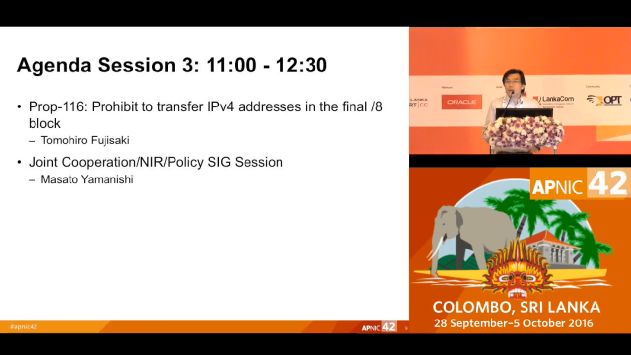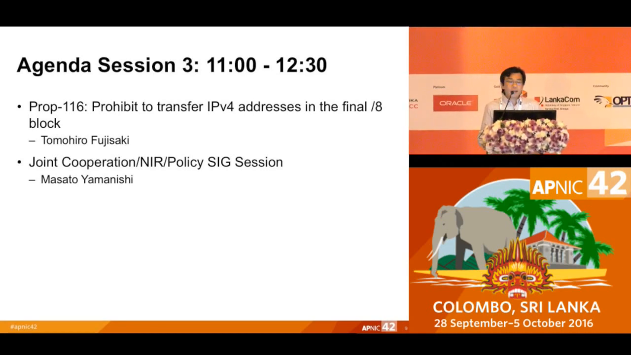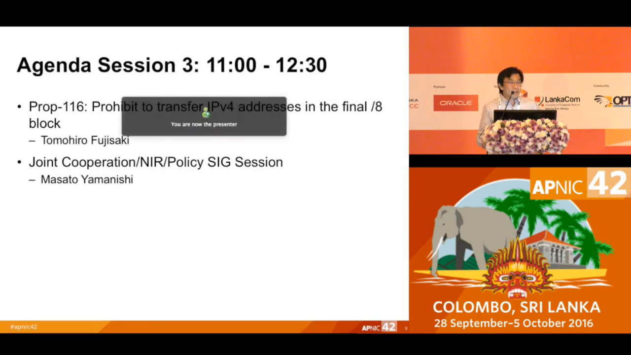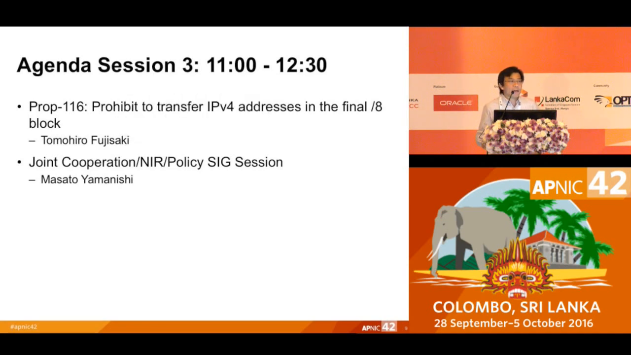Then in the later half of that session, we will discuss my proposal about revising the SIG guideline, which describes voting eligibility for the chair election as well as the chair's term of service. So that's all we will have tomorrow.